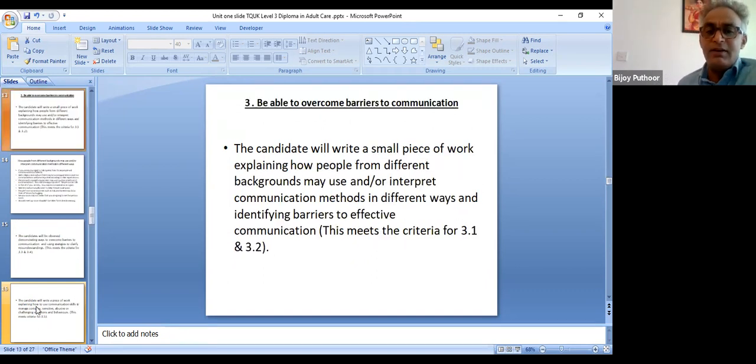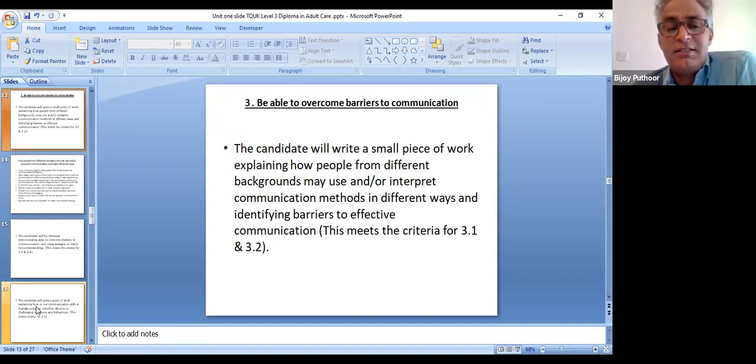Okay, the candidate will write a small piece of work. Next, section number 3: the candidate will write a small piece of work explaining how people from different backgrounds may use and interpret communication methods in different ways, and identifying barriers to effective communication. This meets the criteria for 3.1 and 3.2.